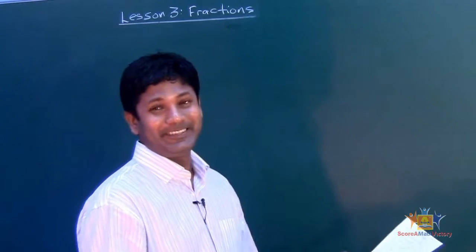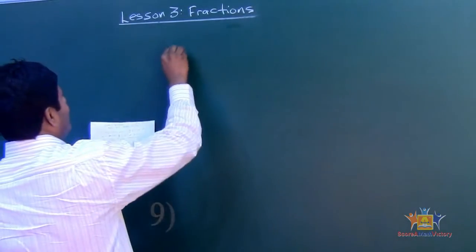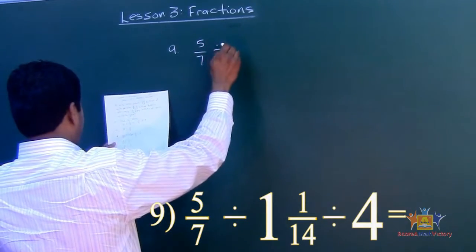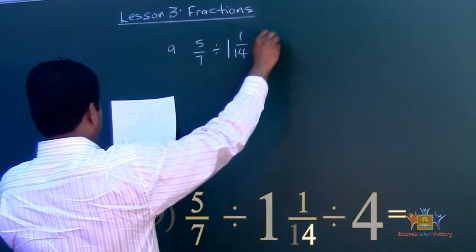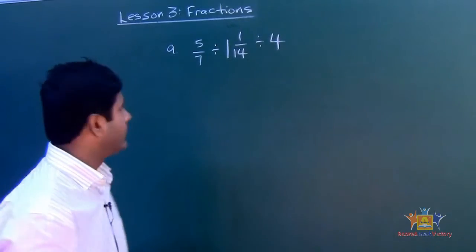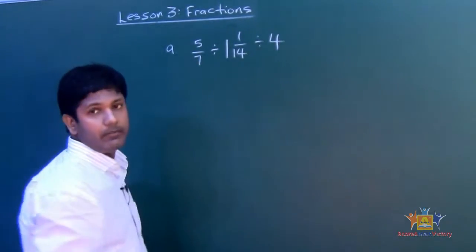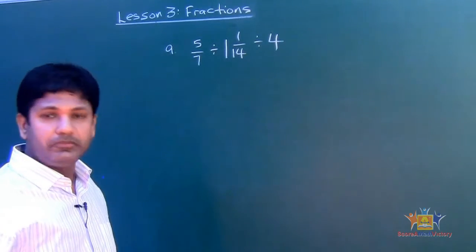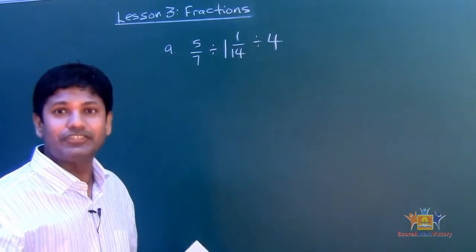Alright, my dear students, number 9. Okay, let's look at problem number 9. You're given 5 over 7 divided by 1 over 14 divided by 4. Look at the combination of numbers I gave you: a fraction, a mixed number, and a round number, a whole number. So pretty much what we should do is change all of them into what? Exactly, fractions. That's it.